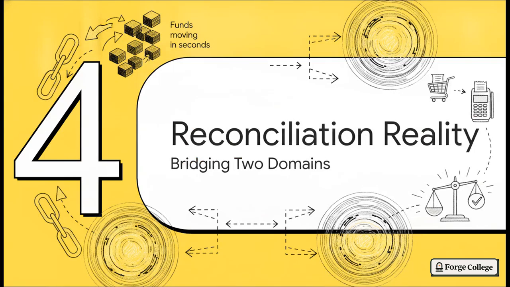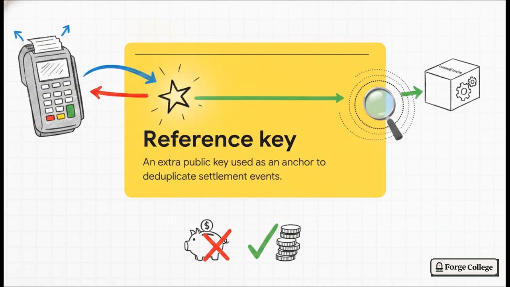Which brings us to our final section, number 4, reconciliation reality. The blockchain has done its job flawlessly, moving funds in just 3 seconds. But why do merchants care so deeply about this reconciliation stuff? Well, imagine a customer at a packed coffee shop. They scan the QR code and tap Approve, but right at that exact moment, the coffee shop's public Wi-Fi completely hiccups. The customer's app looks like it froze, they panic, and they tap Approve a second time.